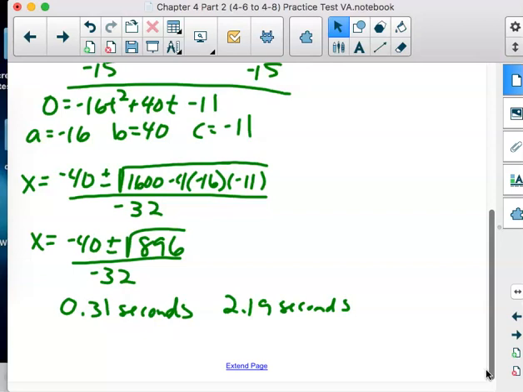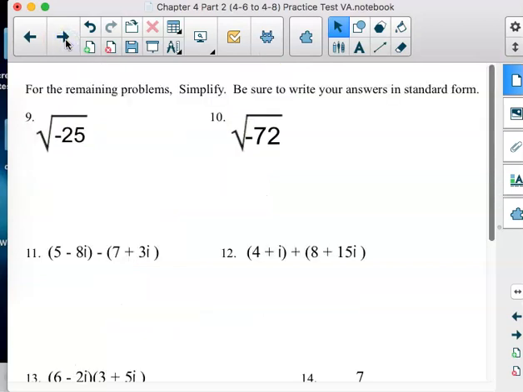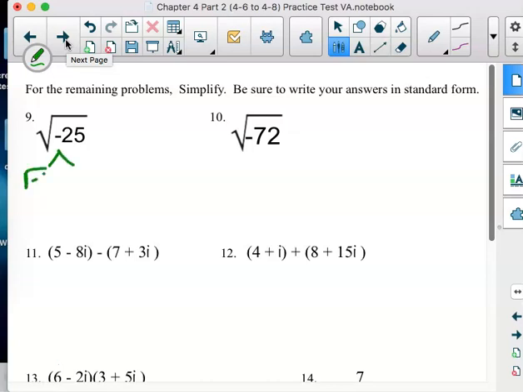Alrighty. Looks like there's something we didn't deal with yet, and I see it on the back page. Imaginaries. Alrighty. So, what is the problem with the square root of negative 25? It's got a negative. Because without it, we would have said, it's 5. But it's not 5 because of the negative. So what do we use for the square root of negative 1? I. It will be 5.